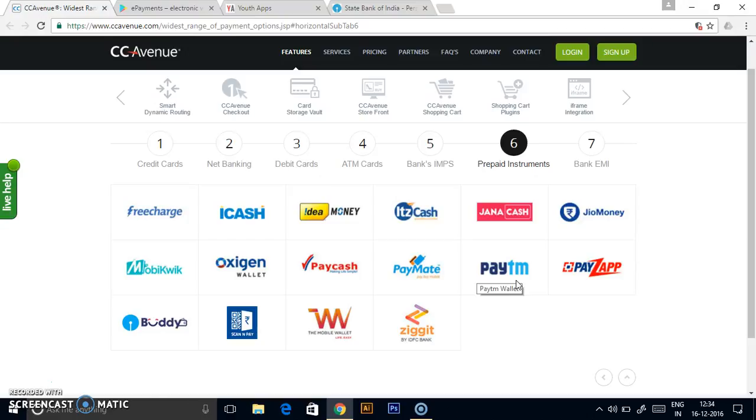So these prepaid instruments got converted into a wallet. That is where these instruments evolved. From a payment instrument for your bills, they have now become an instrument to hold your money.